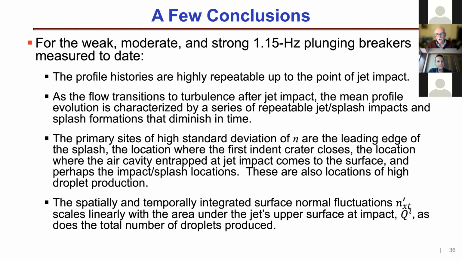So I wrote a few conclusions here about how repeatable the profiles are, except for this fluctuation due to the turbulence that impact, and that the primary sites of high standard deviation and droplet production are where the crater closes. Actually, there's not that high a standard deviation in N where the crater closes, but the location where the air cavity entrapped under the jet comes to the surface has a high droplet production and a high standard deviation.